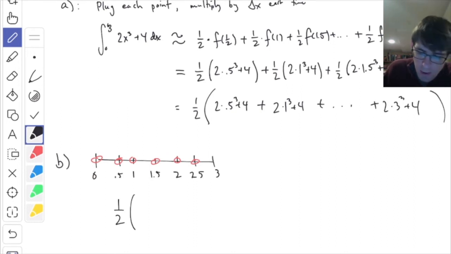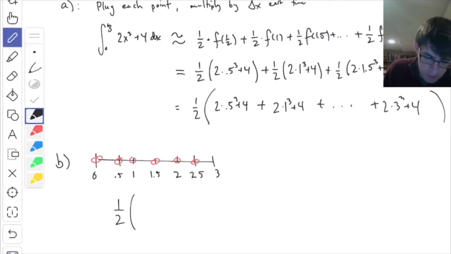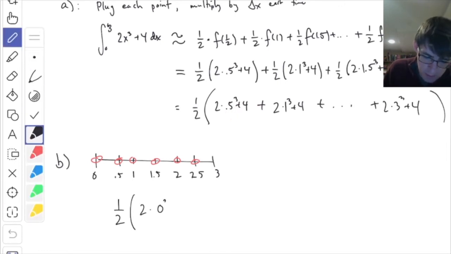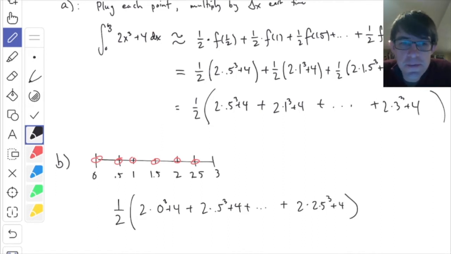I'm going to write all of this stuff again, only I will begin with 0 and I will end with 2.5. So it's 2 times 0 cubed plus 4 plus 2 times, the next one would be 0.5 cubed plus 4 plus blah, blah, blah. And the last one, 2 times 2.5 cubed plus 4. This is how we do it. That is the left endpoints.